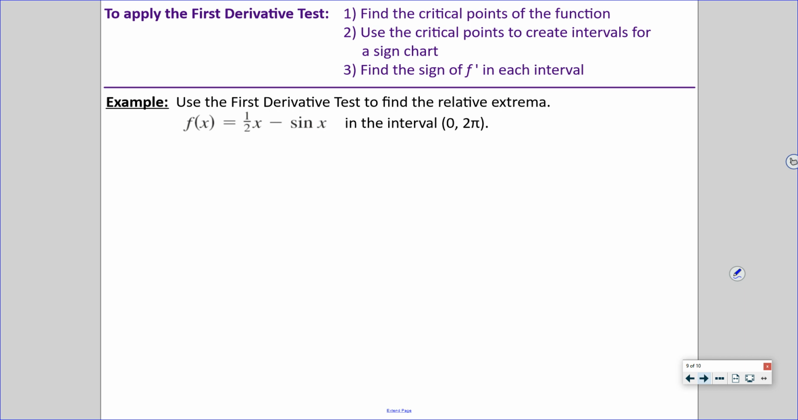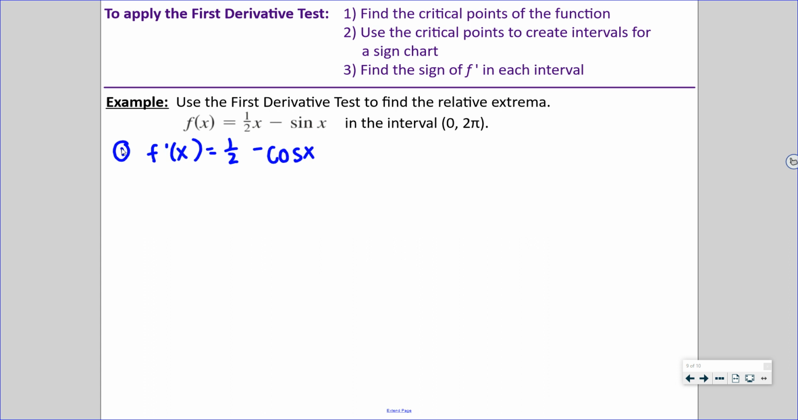So now I threw in some trig functions, not just some nice polynomials. And then I gave us one 2/3 root on the next one. Okay, so I laid out kind of like steps on applying the first derivative test for you. So the first thing we gotta do is find the critical points, which means we gotta find the derivative. Here's step 1 here, find the derivative, which is just 1/2 minus cosine.